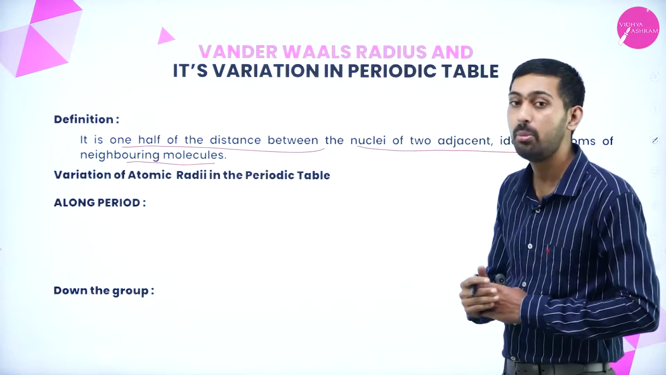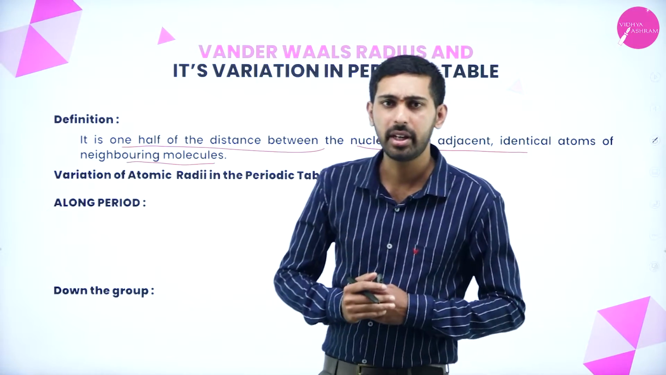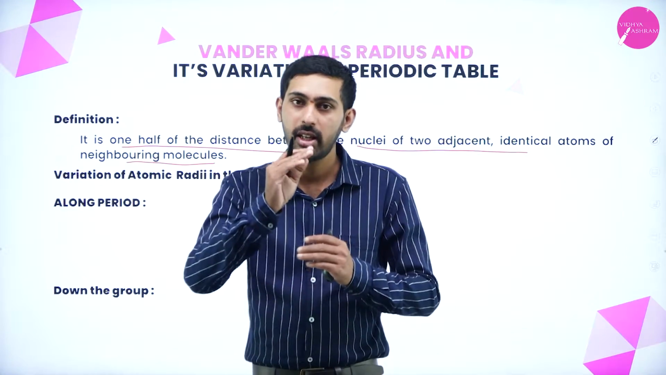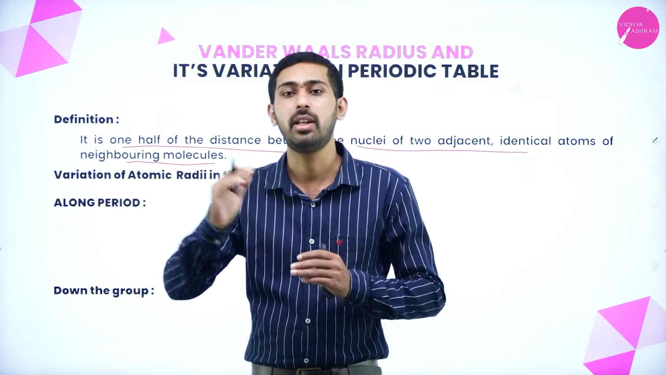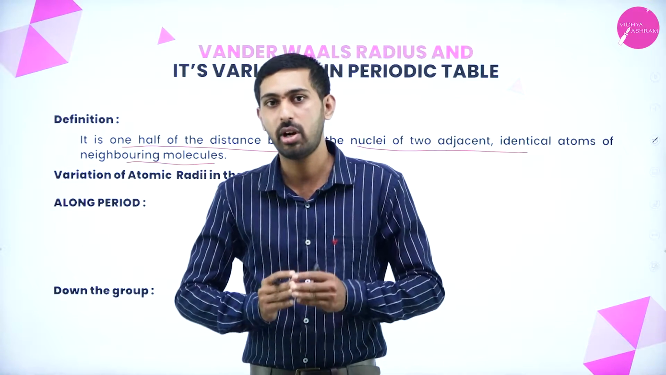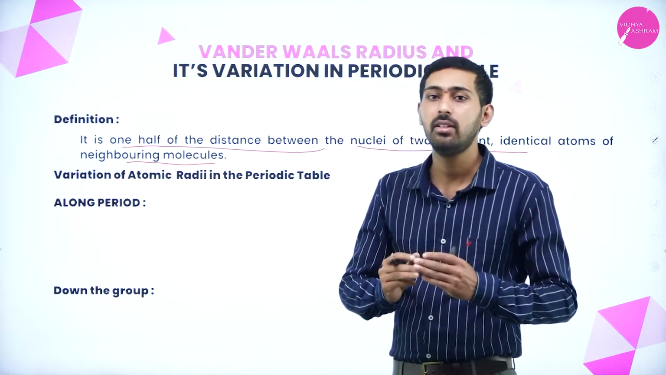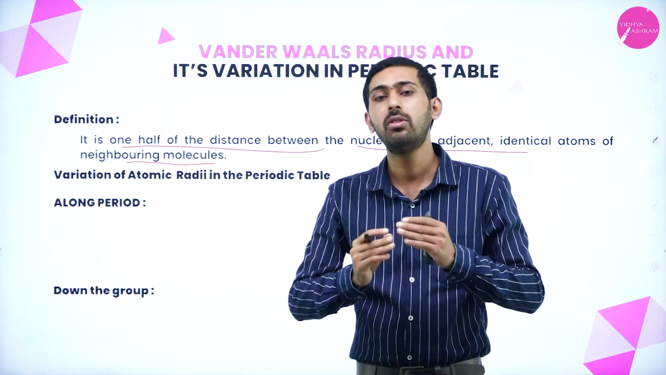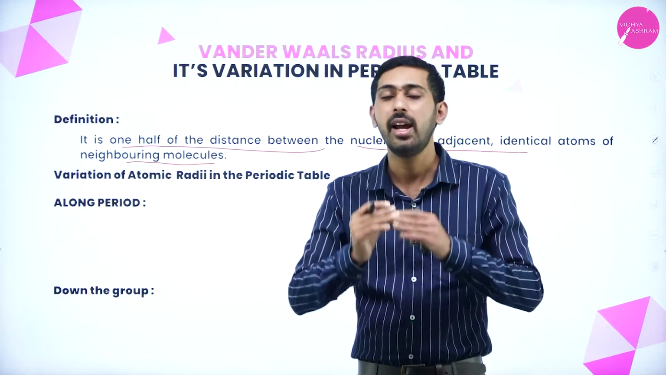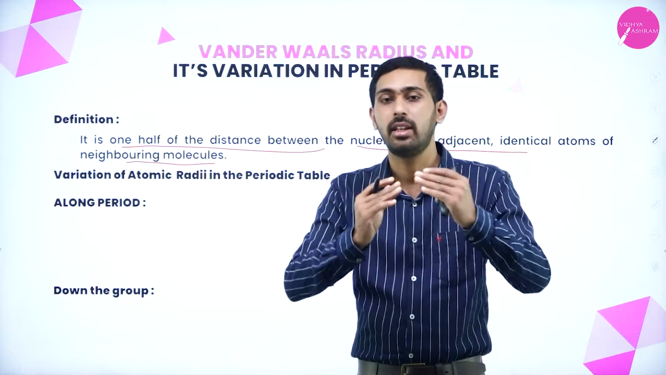How does it vary along the period and along the group? Along the period, electrons are added to the same shell, but the atomic number also increases. Atomic number increases, but electrons are added to the same shell. So what will happen to the Van der Waals radius? We can say that it will be almost constant or decrease along the period, because electrons are added to the same shell even though the atomic number is increased.